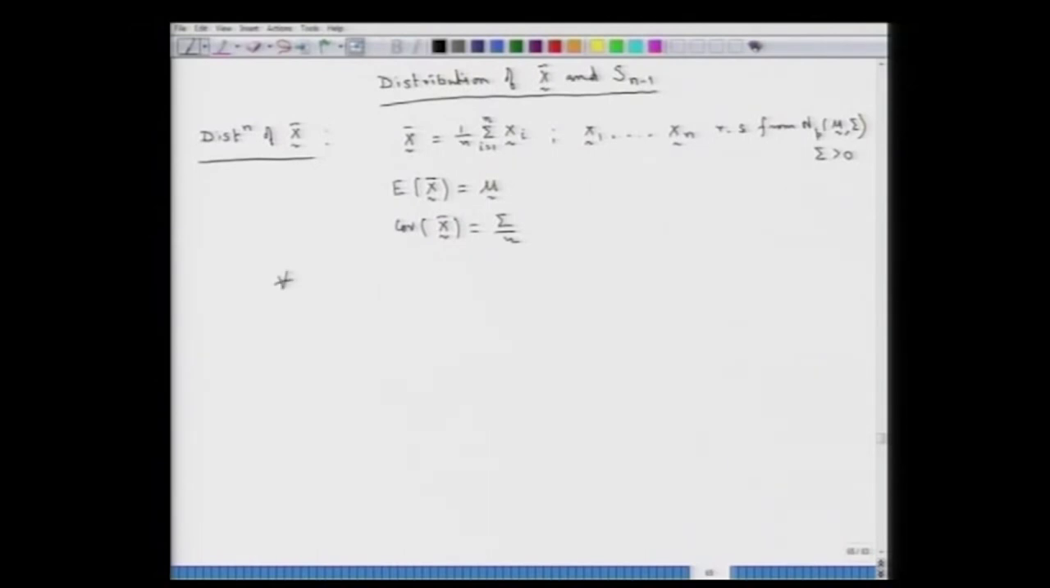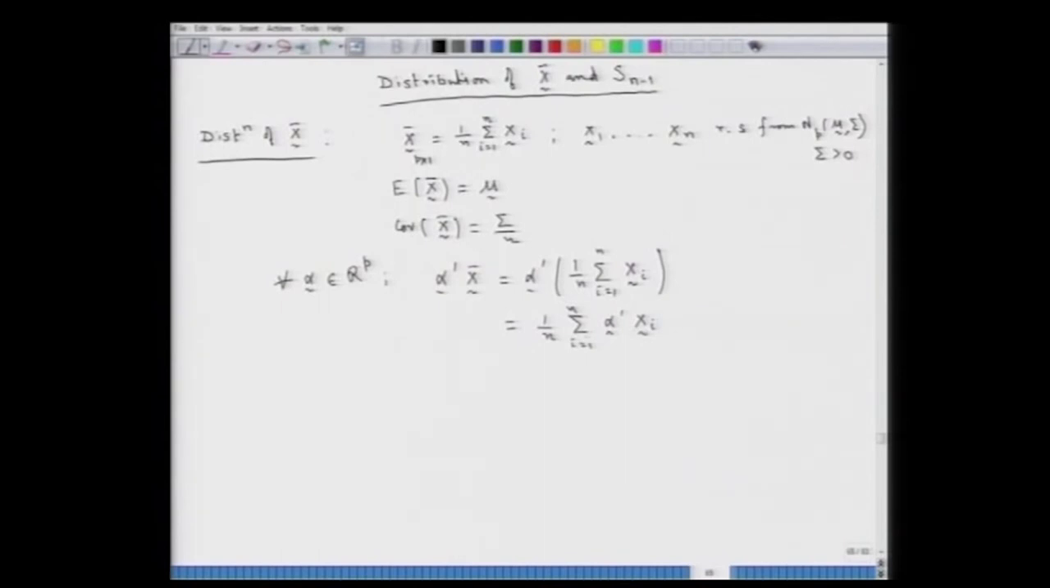This is a p-dimensional vector here. So, for every alpha vector belonging to R to the power p, let us see what is the distribution of this alpha prime x bar, and what can we say about this quantity. Alpha prime x bar is nothing but alpha prime times 1 upon n summation i equal to 1 to n x i. So we can write this as 1 upon n outside, and inside the summation we have summation i equal to 1 to n alpha prime x i.